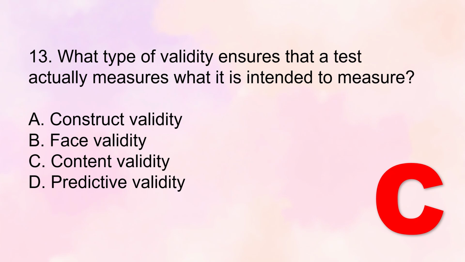Okay, the correct answer is letter C, content validity. Content validity refers to how well the test covers the subject content. Okay, so letter C is the best answer. Letter A, construct validity, is about theoretical constructs. Face validity is surface level. Okay, and letter D is predictive validity, from the word predict. This is all about future performance predictions.